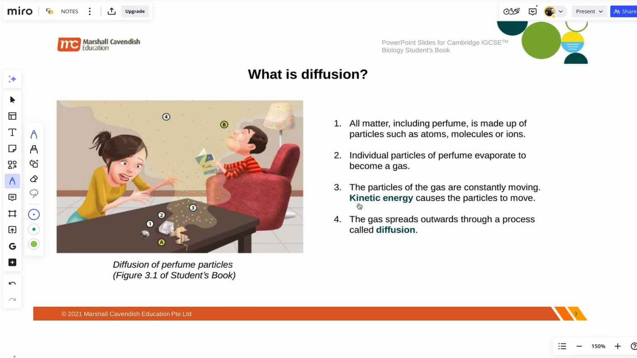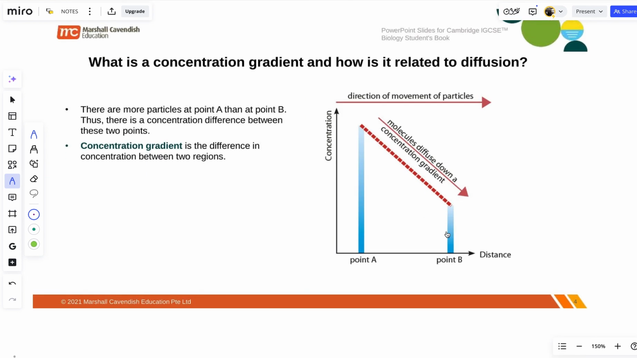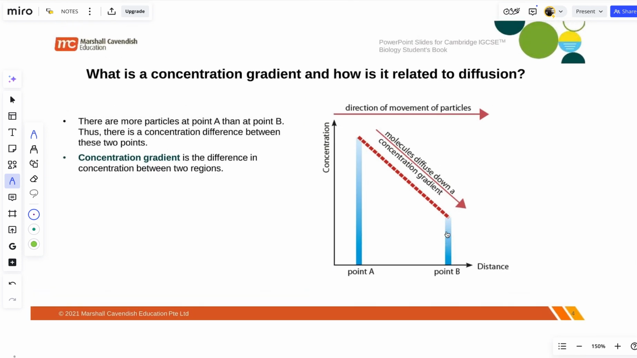Kinetic energy that they acquire causes them to move. And the gas spreads outward through a process called diffusion. The gas of the perfume will spread out by a process known as diffusion. Now, what is the concentration gradient and how is it related to diffusion?